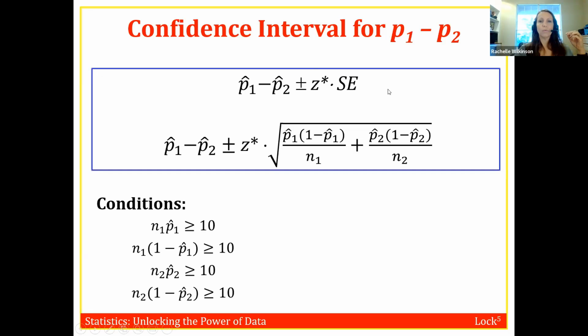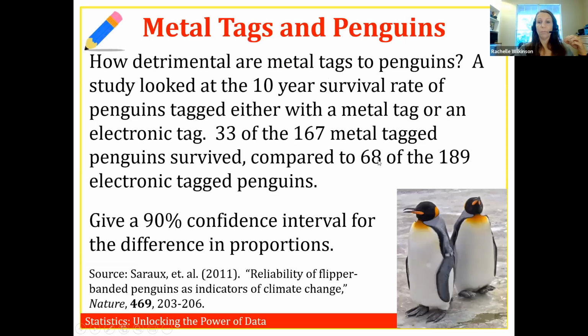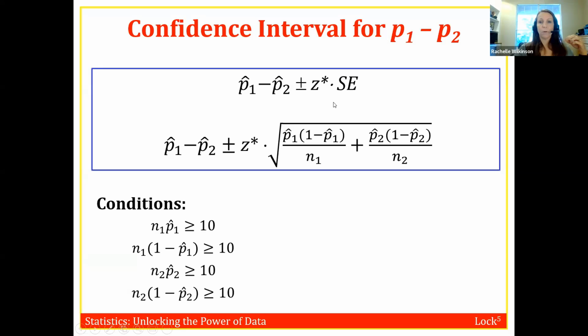Okay, so this is the part where you can start writing this down on your notes. So our general format for this confidence interval is going to be p hat 1 minus p hat 2 plus and minus z star times the standard error. And the standard error is going to be that really fun formula with p hat 1 and p hat 2 rather than p1 and p2. So it looks like this.